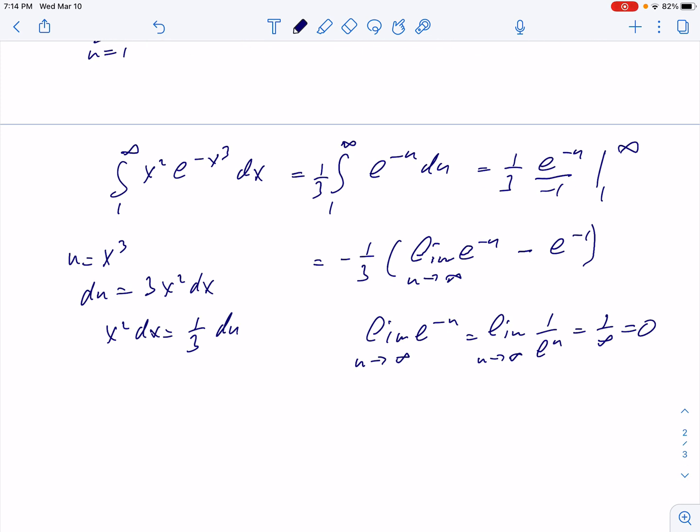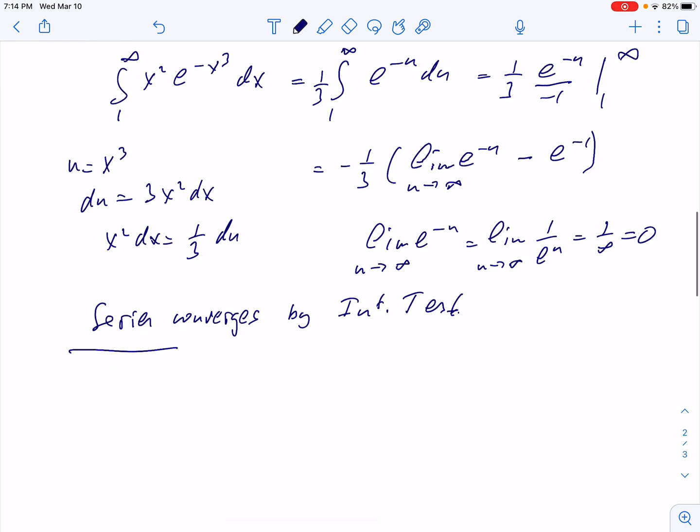Okay, so the conclusion is this. Series converges by integral test. Integral test. Let's write test better. Okay, going to the next example.